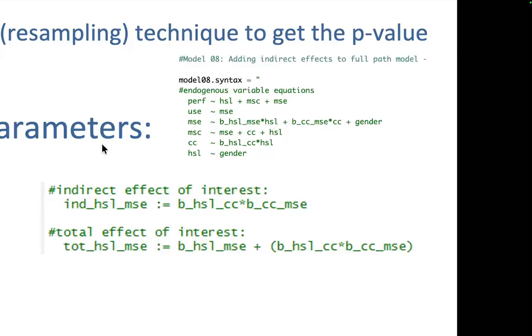I don't know, but let me tell you how I define this. The B stands for B as in regression slope. Underscore HSL, that's the predictor. And the outcome is MSE. So I have that. That's my own notation standard. You can follow your own for it.